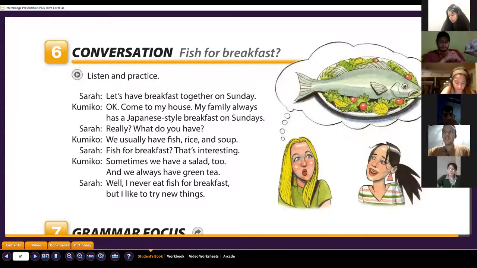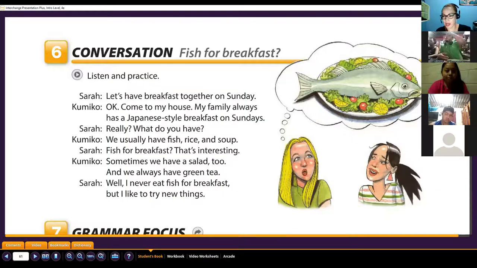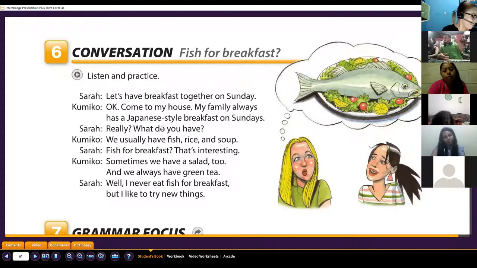All right, do you have any question regarding a new word, new vocabulary, or pronunciation? Después de Japanese, ¿cómo se pronuncia la siguiente palabra? Japanese style. Style. Any other question? No more questions?